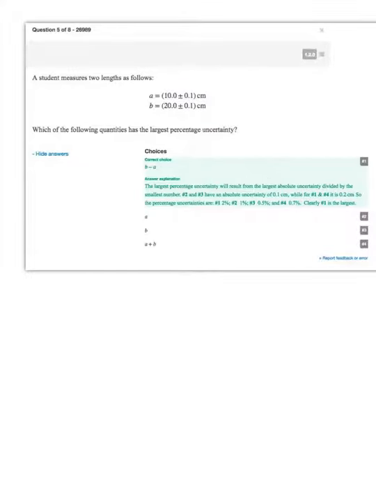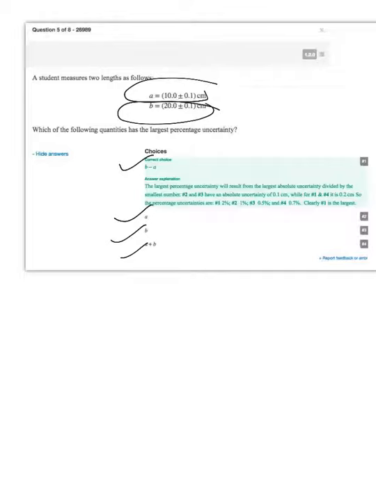These questions make you work hard for your money, and the nice thing is the answers are very close to the top. I'll show you what I mean in a second. A student measures 2 lengths as follows. A equals 10 plus or minus 0.1 and B is 20 plus or minus 0.1. Which of the following quantities has the largest percentage uncertainty? So you're going to have to work out the percentage uncertainties of all 4 and then just say which is the largest. So let's start.